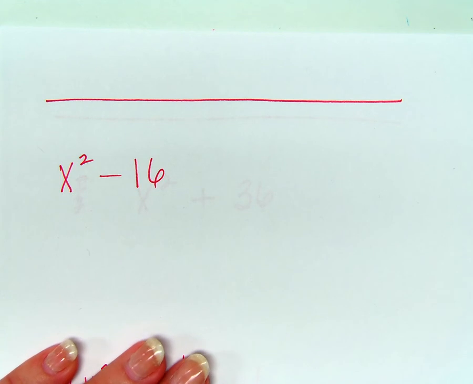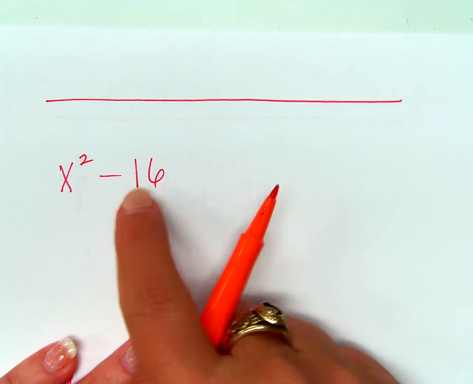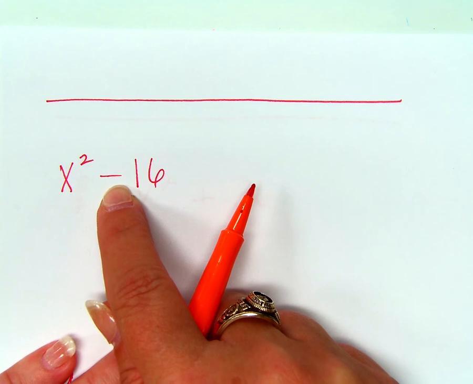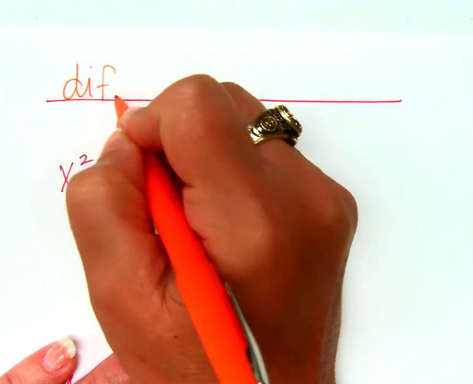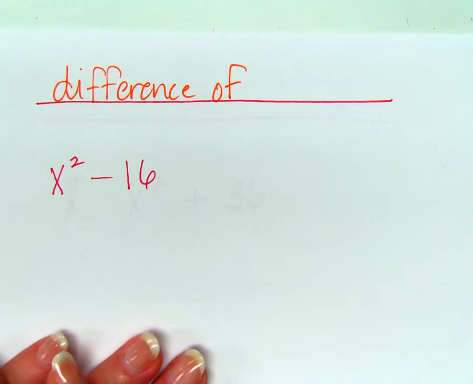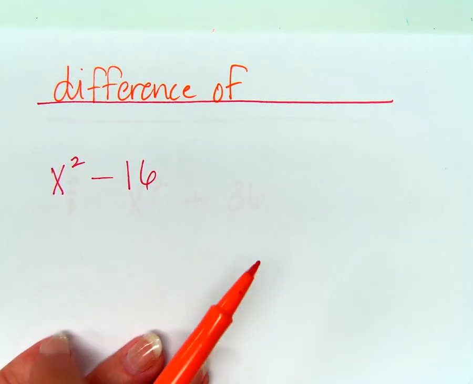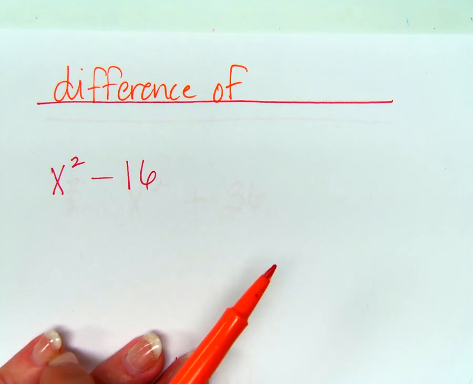What kind of sign do you see in between the two terms? A negative or a subtraction sign, right? What's another word for that? Minus, what else? Difference. It's a difference of what? What am I subtracting here? What do these two terms have in common? What are they both? They're both terms. I agree with that.